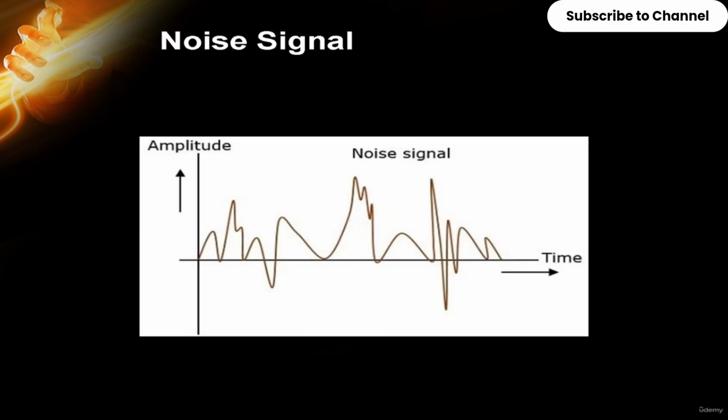In this diagram, you can see the noise signal, where the amplitude is varying here and there, and the noise signal is not in a proper shape. In the previous slides we saw the signals with the proper sine wave, right? But here the noise is varying. Due to the noise, the signal's amplitude is highly affected.